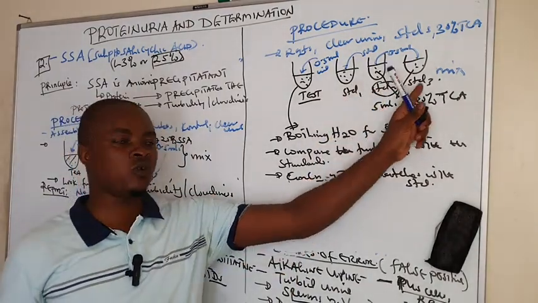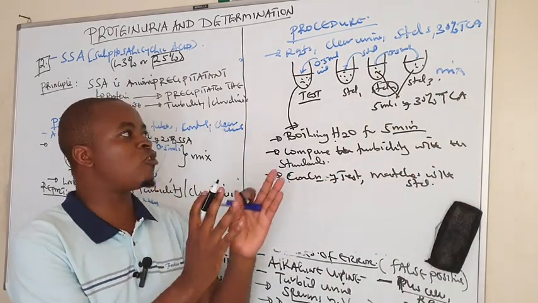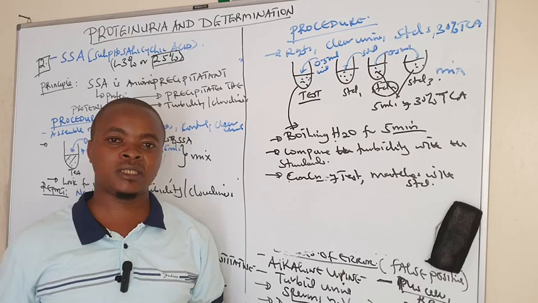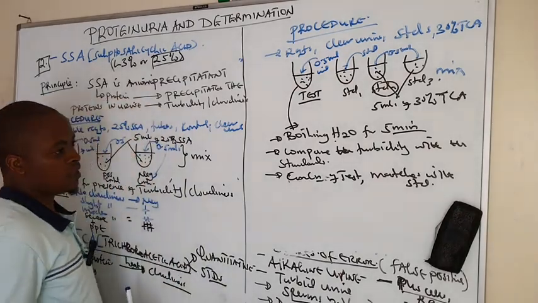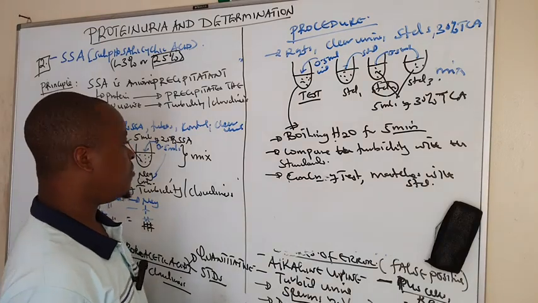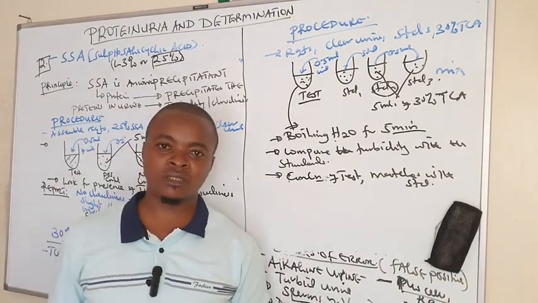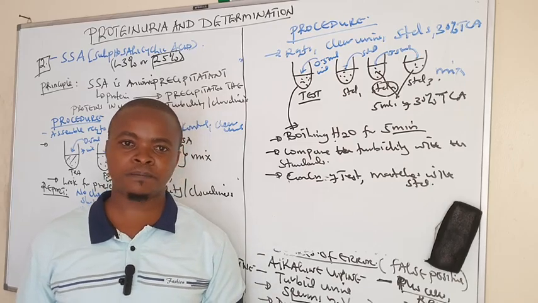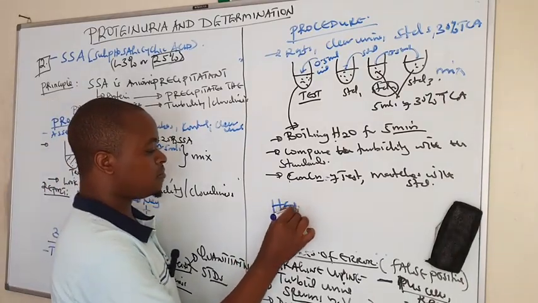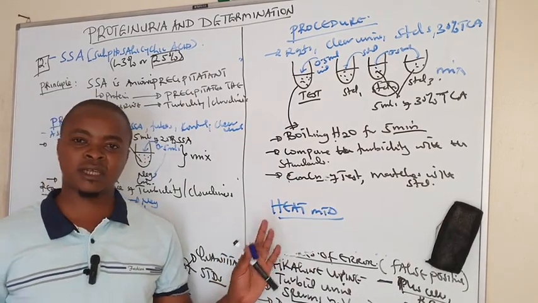So the standards have known concentrations of protein. Because I have many standards, I compare and look for which one is matching, and I record the concentration of that standard. That's why we say it is quantitative, and we record in milligrams per deciliter. In this session we have not discussed the heat method because it is not an appropriate method for use, so I'm not discussing it.